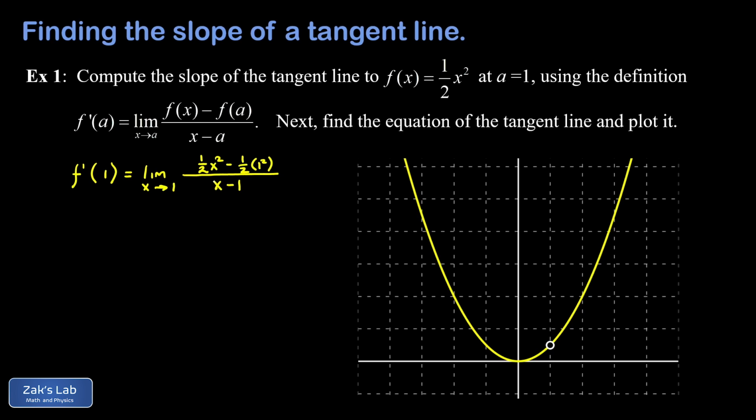So I notice that I have a 1 half on each term in the numerator, and I can just factor that out of the entire limit and write 1 half limit as x goes to 1. And then what I'm left with in that numerator is x squared minus 1, and in the denominator, x minus 1. Now I can see the numerator and denominator are both approaching 0 here. In other words, this limit is approaching the indeterminate form 0 over 0.